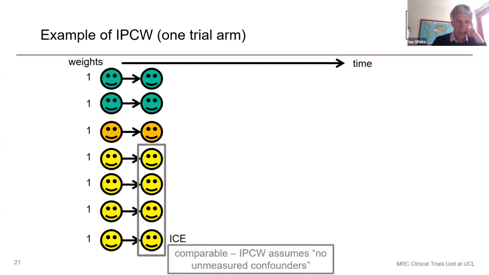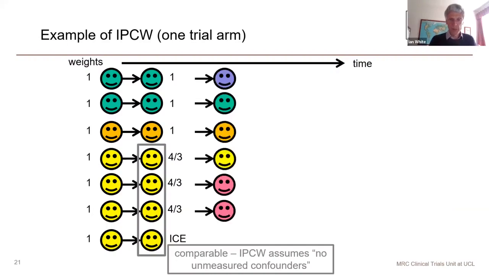But the good news, there are 3 other people who are comparable with that person. So this is the no unmeasured confounders assumption we're making. We're going to assume that those other 3 people can happily be used to represent what that 4th person would have had, had they not had the intercurrent event. So we weight them up with a weight of 4/3. And you can understand that as either 3 people meant to represent 4, or it's the inverse of 3/4, which is the probability of not having the intercurrent event.